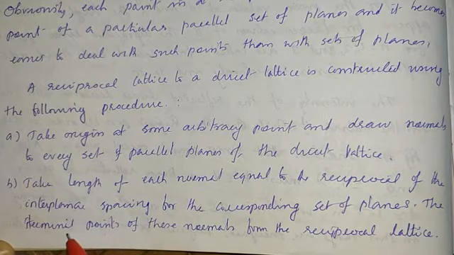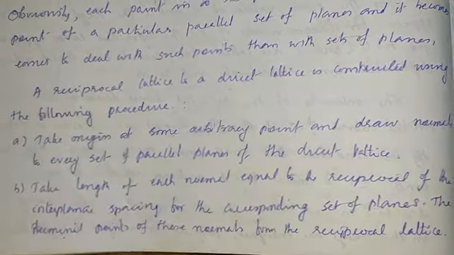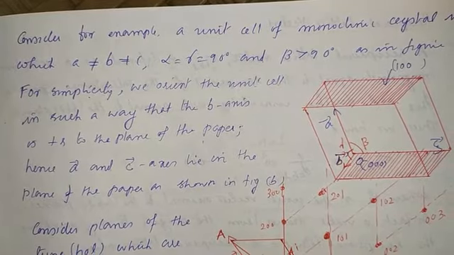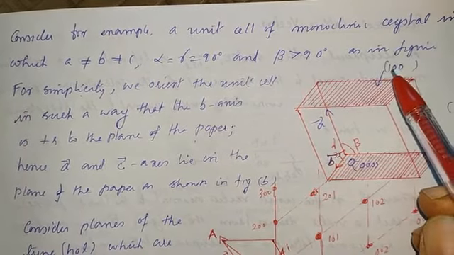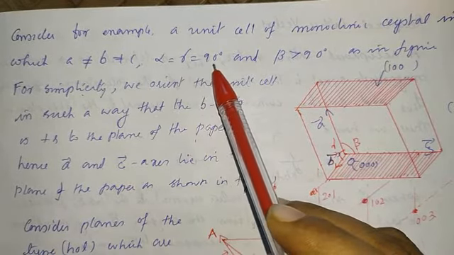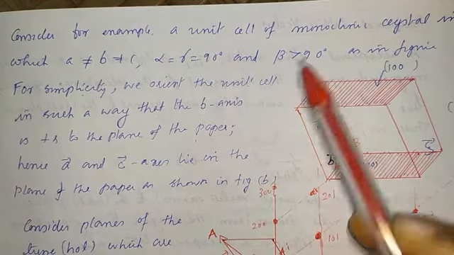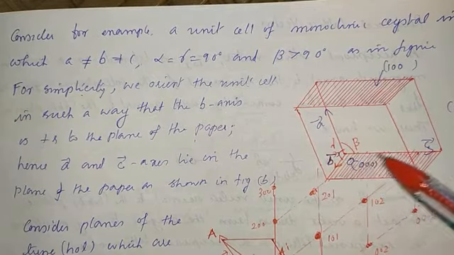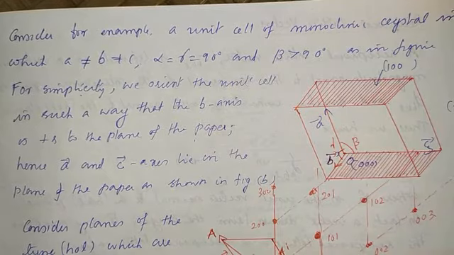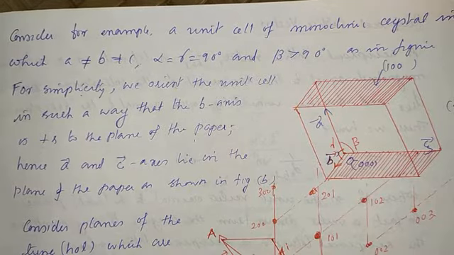The terminal points of these normals form the reciprocal lattice. So for example, consider a unit cell of a monoclinic crystal in which a is not equal to b is not equal to c, and alpha equals gamma equals 90 degrees, with beta greater than 90 degrees, as shown in the figure. So this is a monoclinic crystal structure, and we are going to construct a reciprocal lattice corresponding to this monoclinic structure.